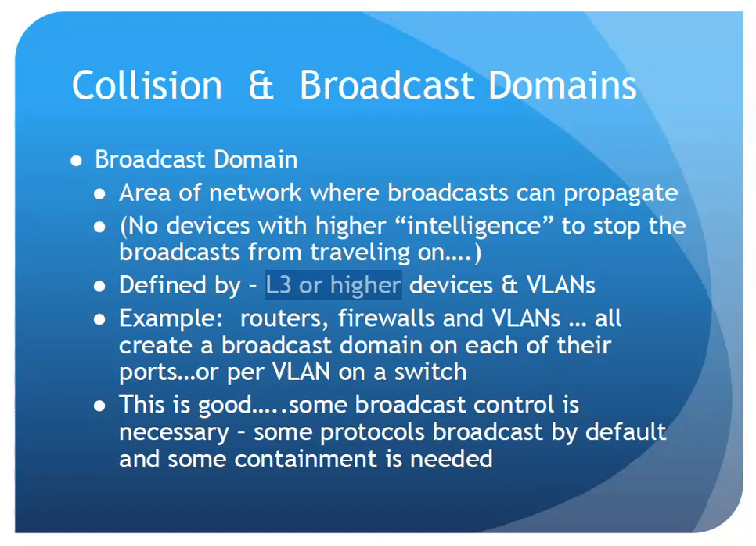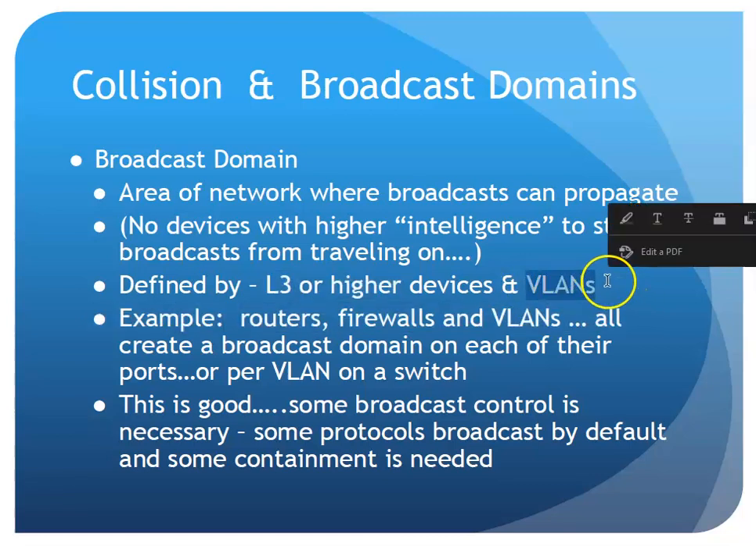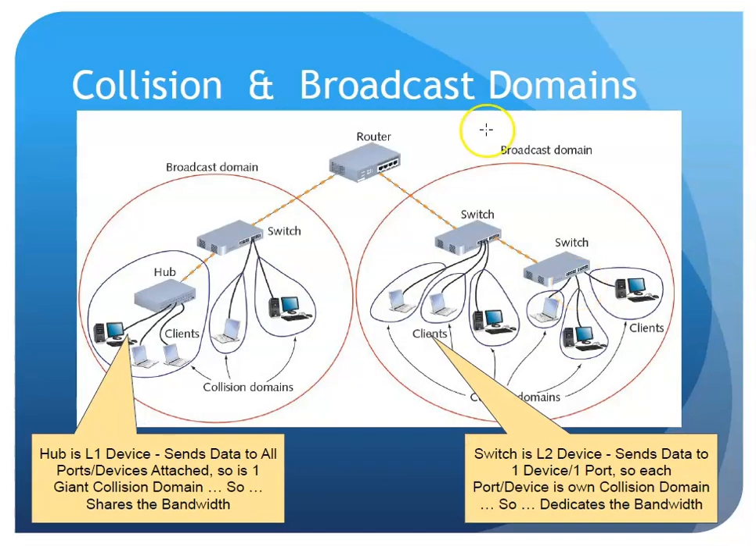So anything layer 3 or higher, including VLANs, which is why we're spending time on this, they are designed to contain those broadcasts. So if I put a router here, a broadcast in this part of the network will hit the router and the router is going to go, no, stop.